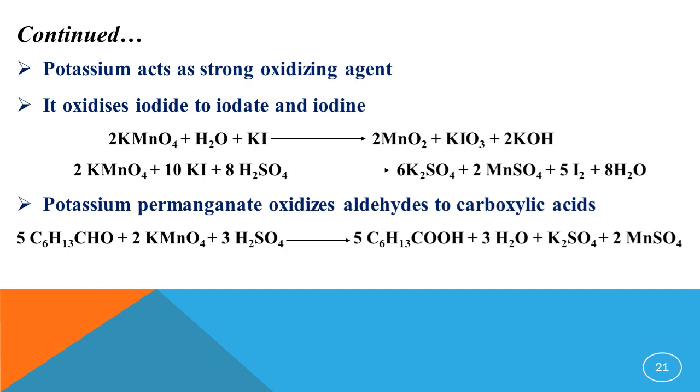It oxidizes iodide to iodate and iodine. In alkaline and neutral medium, potassium permanganate oxidizes potassium iodide in the presence of water to form manganese dioxide, potassium hydroxide, and potassium iodate. Whereas in acidic medium, potassium permanganate oxidizes potassium iodide in the presence of sulfuric acid to liberate iodine and form manganese sulfate, potassium sulfate, and water as well. Potassium permanganate oxidizes aldehydes to form carboxylic acids.